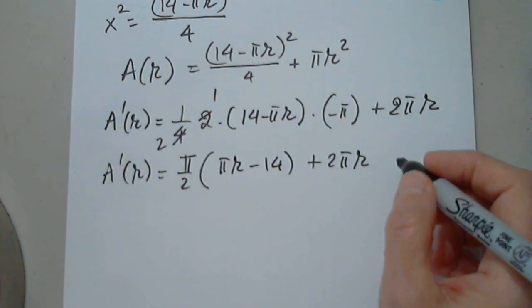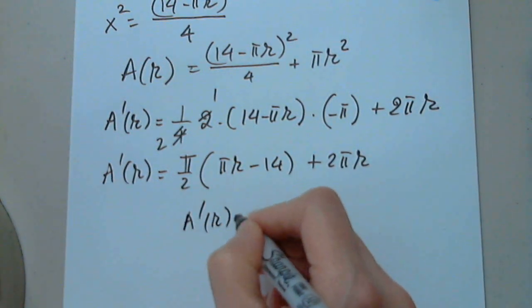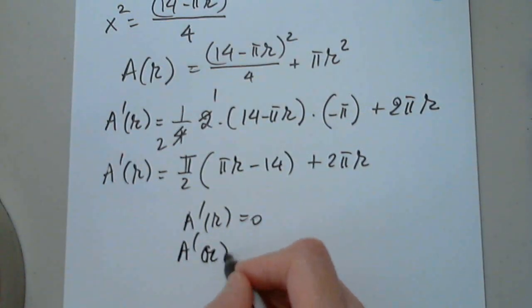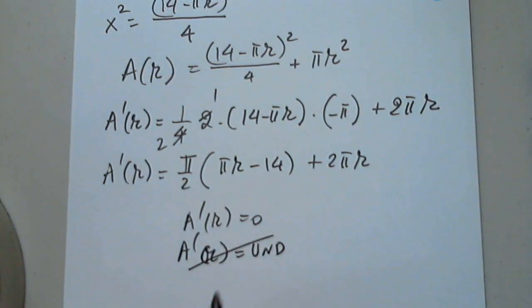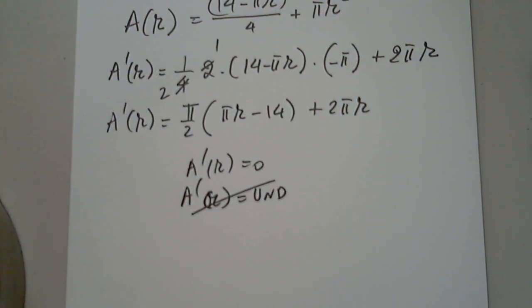Okay. So I still have to set it equal to 0. A prime of r is not undefined. It's a linear function in r. Okay, then, almost there, almost.